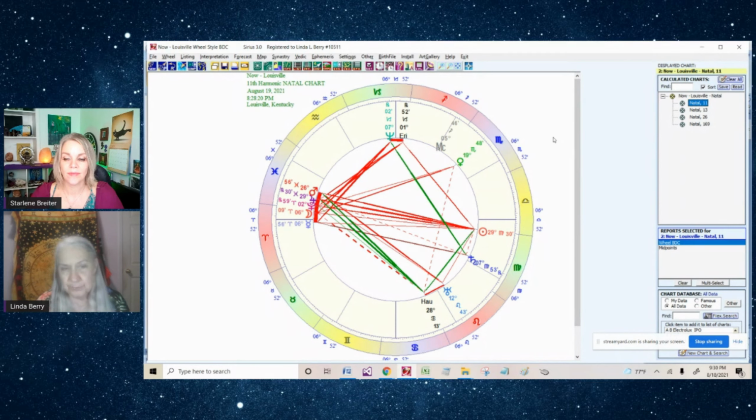This is what Jupiter is saying. To grow, you have to do this. You have to build something new. And growth is almost compulsory right now. Right. You've got Jupiter with Mars and Pluto there.